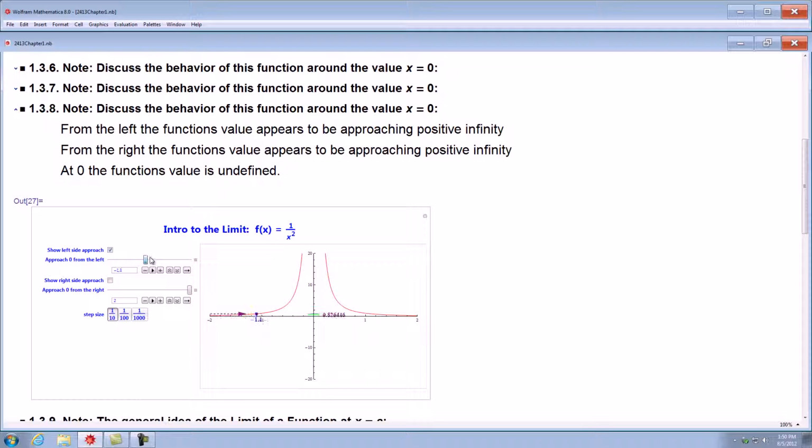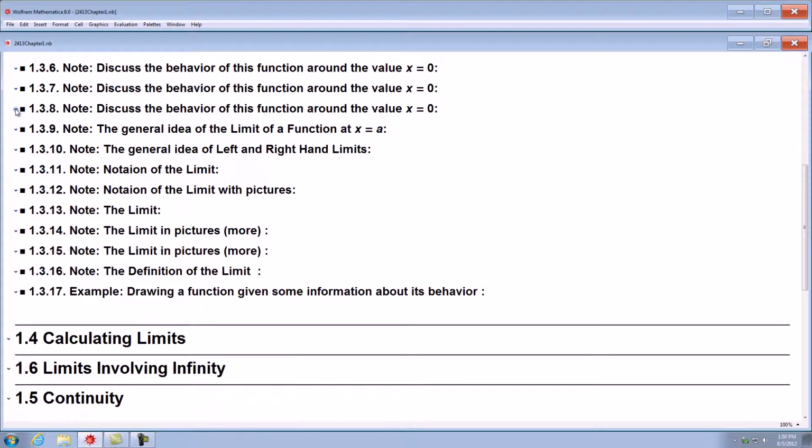So you can see this. I can just animate this a little bit. I won't go through it in detail again like I did the previous two. But from the left and from the right, our function's values are taking off to positive infinity. So from the left and the right, positive infinity on both. At 0, the function's undefined.